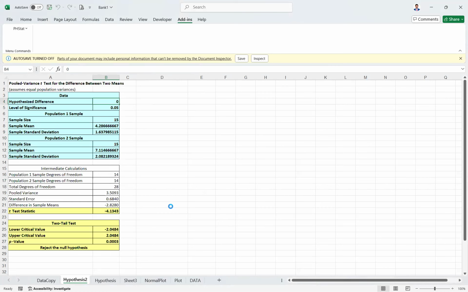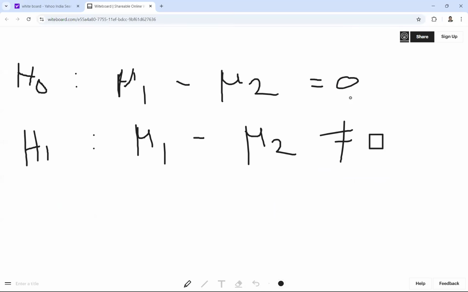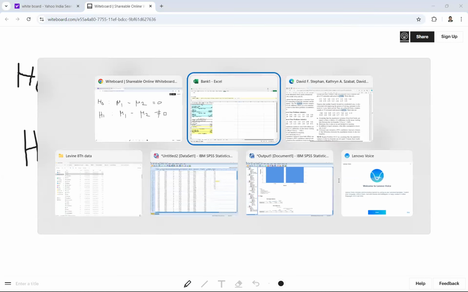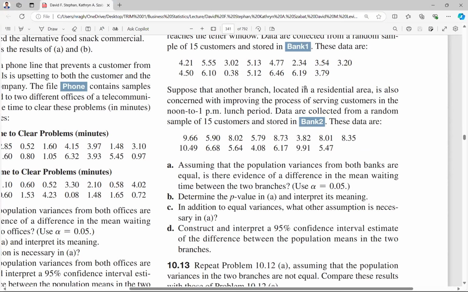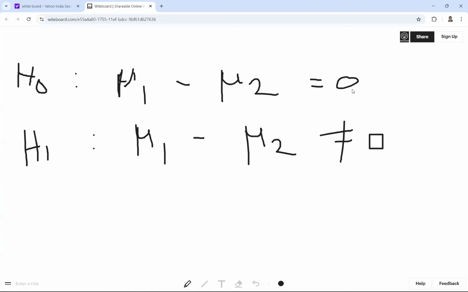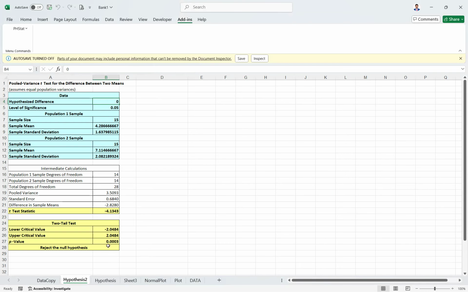Now someone tell me, why did we reject the null hypothesis? Now what is the interpretation? Fast, we don't have time. First see, we hypothesize the difference is 0. Our assumption is there is no difference in the mean waiting time of two branches. That is the question: is there evidence of a difference in the mean waiting time between the two branches? My assumption is there is no difference. But what is the t-test output? Reject the null hypothesis. Why is it rejected? First, number one, what is your interpretation? Number two. Please fast. Someone who did not speak.